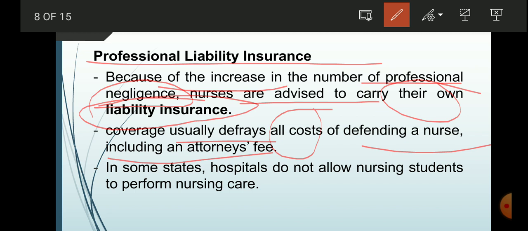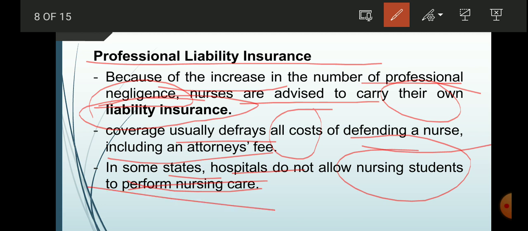And in some states, hospitals do not allow nursing students to perform nursing care. But there are also some states that allow nursing students, and here in the Philippines, nursing students are allowed to perform basic procedures like wound dressing, supervised by the clinical instructors as well as the nurse on duty.